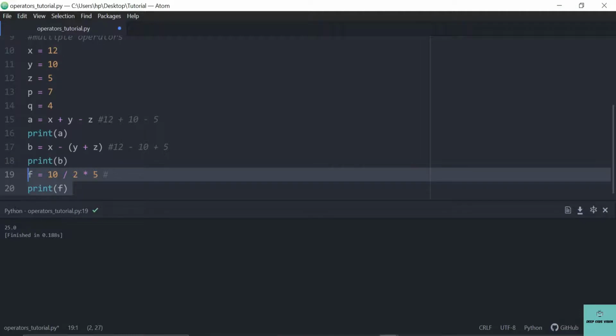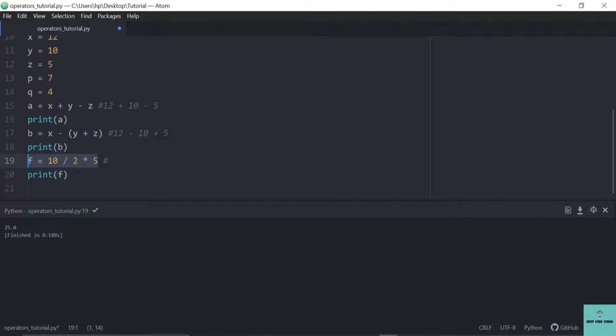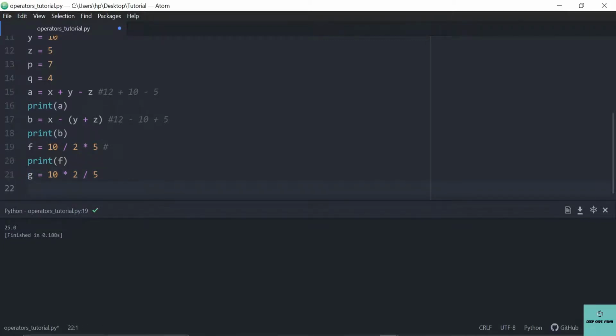Yeah, so it becomes 25. So 10 divided by 2 is 5, and 5 multiplied by 5 is 25. But we have a float. If you remember, division returns a float, that's why it has a 0.0 attached to it. Now let's change the operators. Now what should happen is it should be 2 divided by 5 multiplied by 10. Let's see if it works or we are wrong.